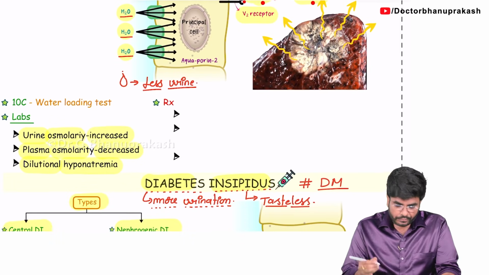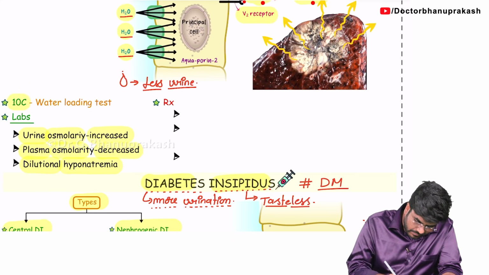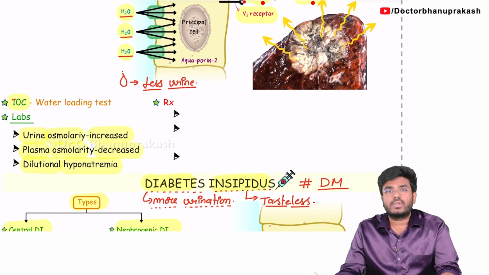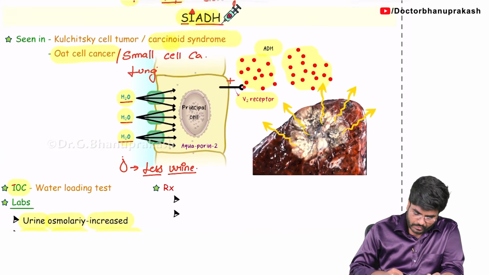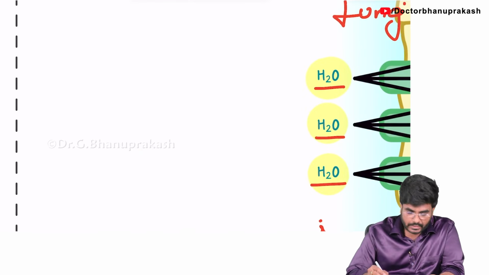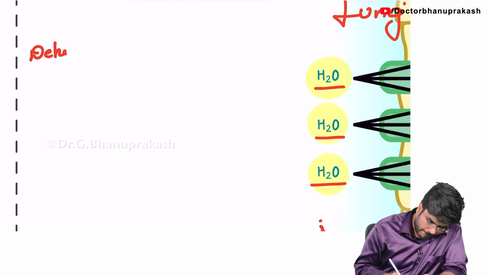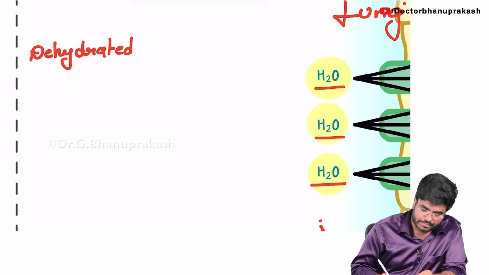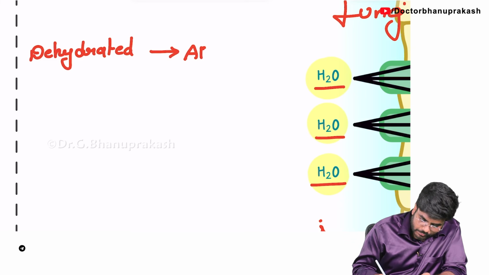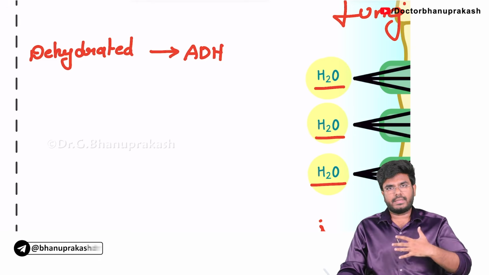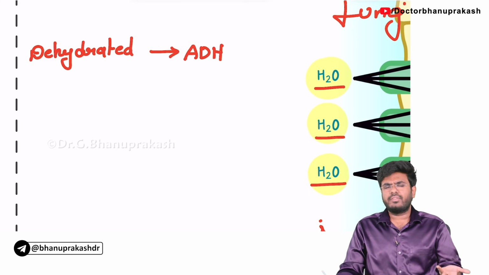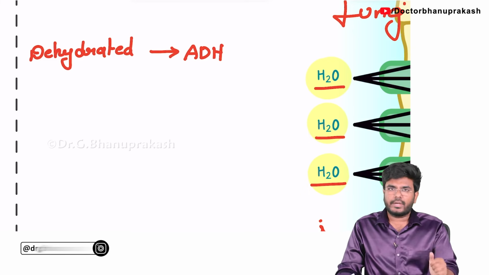Now, how to do this investigation? There is an investigation of choice. What is the investigation of choice? Normally, let me tell you, what is normal? Whenever the person is dehydrated, which hormone is produced in the body? Antidiuretic hormone is produced. In a dehydrated patient, antidiuretic hormone is produced. Everyone knows in dehydration there is production of antidiuretic hormone.